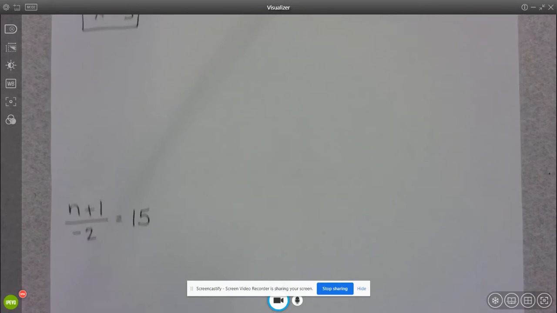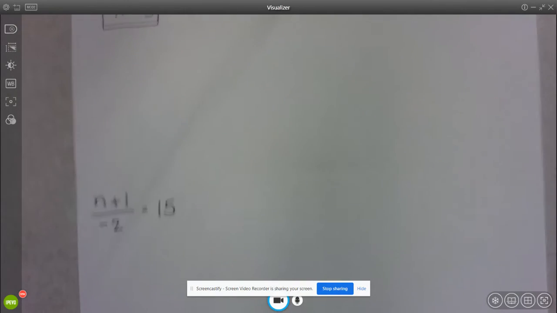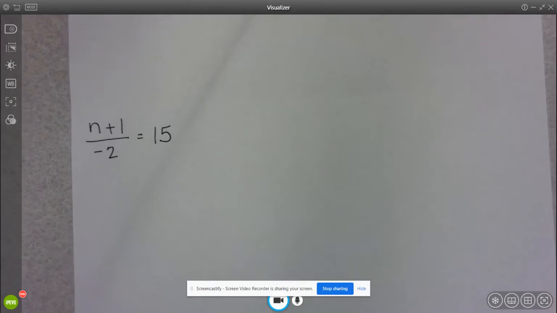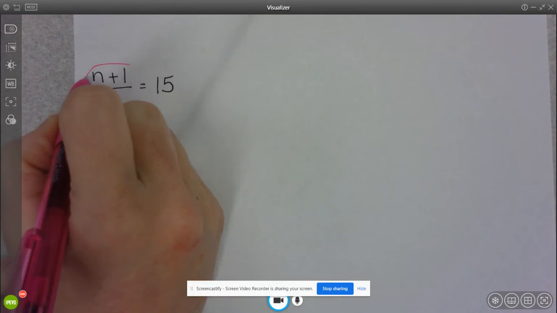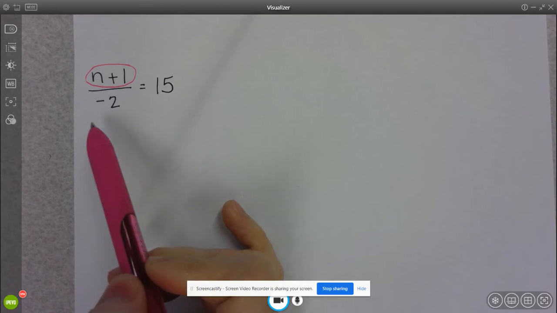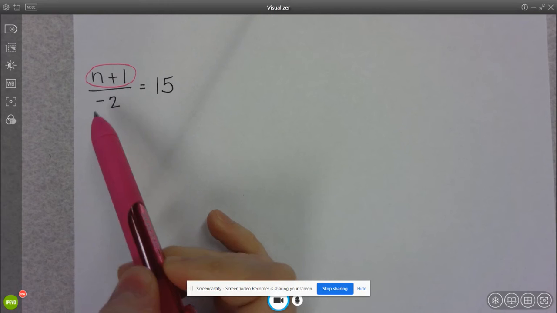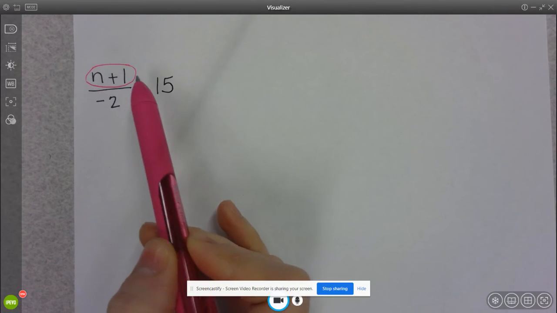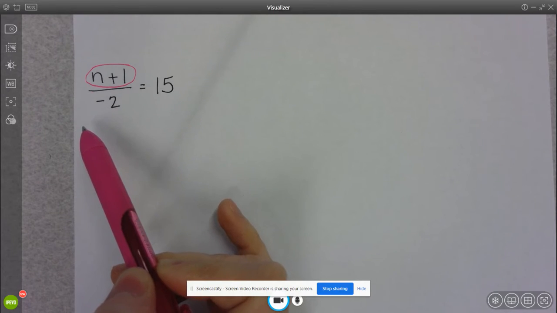The next example we're going to look at has a fraction, the dreaded fractions. So right now, all of this, n plus 1, both of those terms, are sitting in the numerator. Until the denominator is gone, I can't touch anything that's going on up here. -2 does not simplify with either of these terms, so I have to leave it in the denominator.